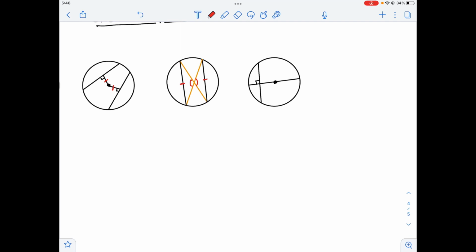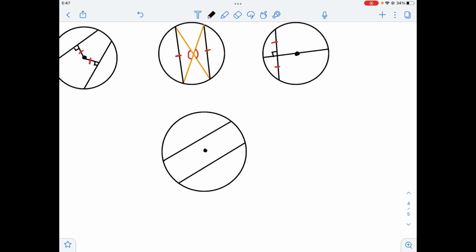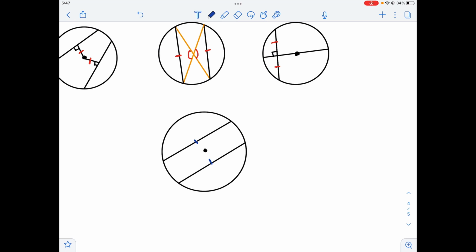If we have something like a diameter coming off of the center and then a chord going across, it creates a 90-degree angle, and then this piece and this piece are congruent. So those bisect. Our other property is if we have two chords and they're going equal on each side, this would be congruent to this line, and then this arc will be congruent to this arc. So it's like it's equidistant from the center.